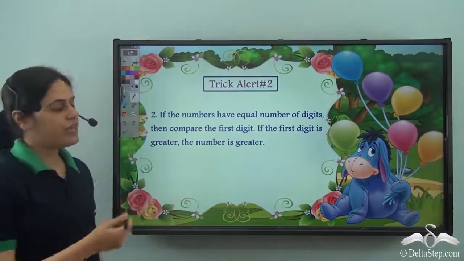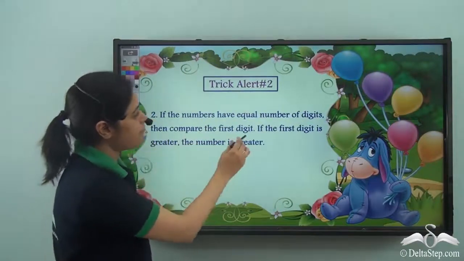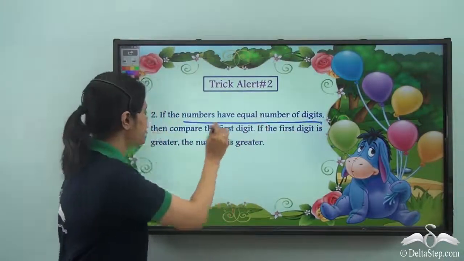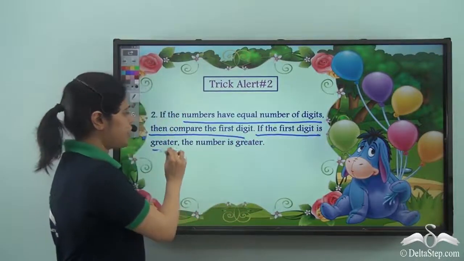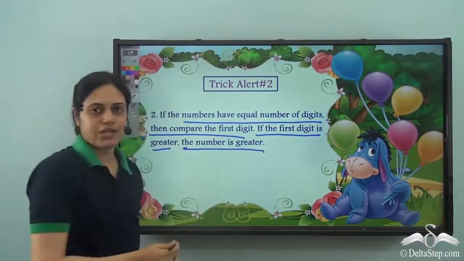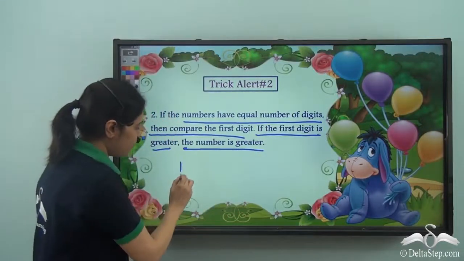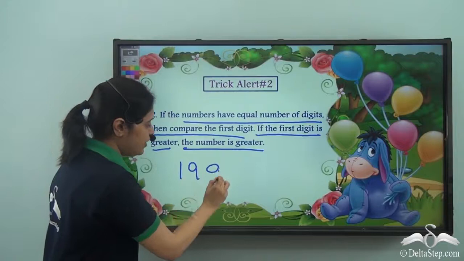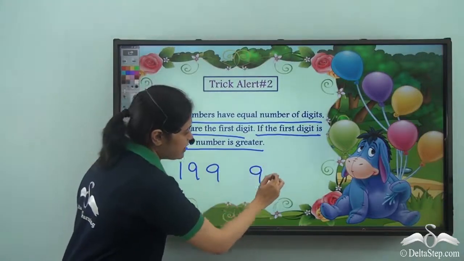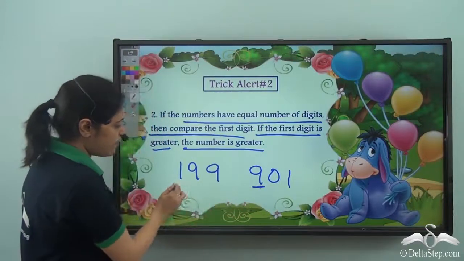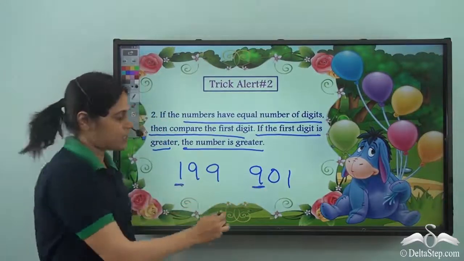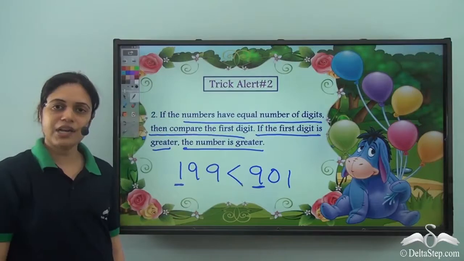The second trick is if the numbers have equal number of digits, then compare the first digit. If the first digit is greater, the number is greater. So if I have two numbers like 199 and the second number is 901, then the number with a bigger first digit, which is 9 in this case, will be greater.